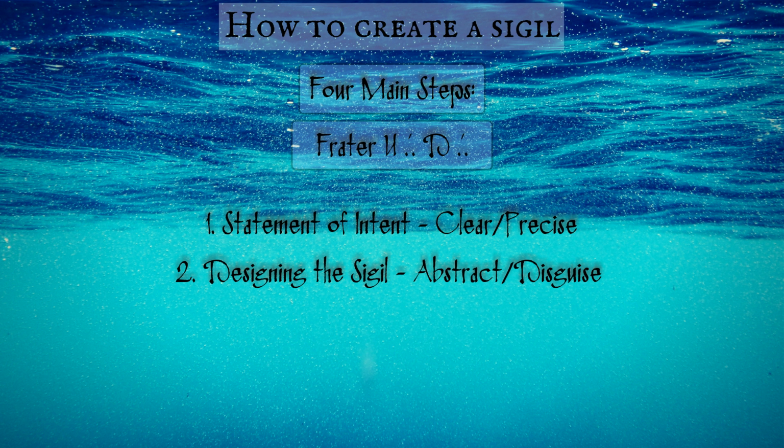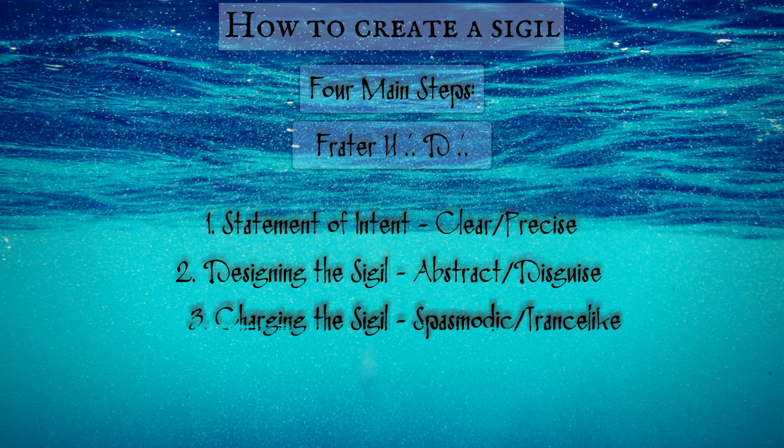Now, charging the sigil is number 3, which can be either trance-like or spasmodic, meaning you can either enter a clear empty state of mind through something like meditation or hypnosis, while the spasmodic way is by building the energy through something else like, for example, dancing or using sexual magic.